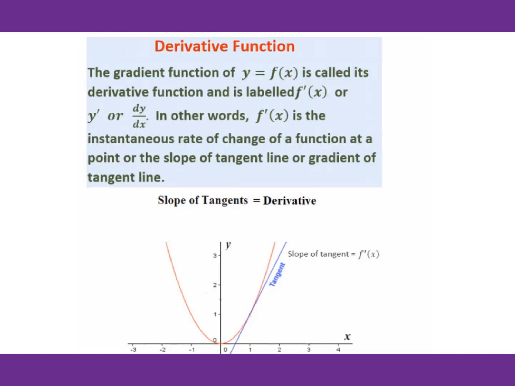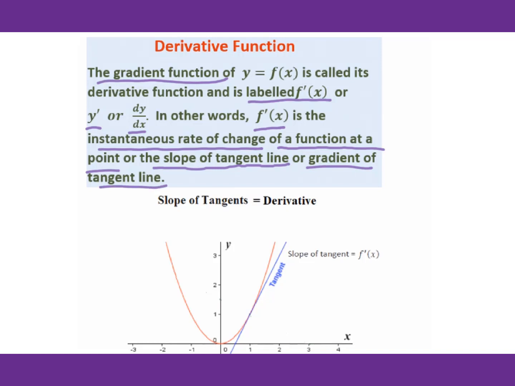This video is about the derivative function and its graph. The derivative function is basically a gradient function, and it's labeled as f prime of x, or y prime, or dy by dx. In other words, f prime of x is the instantaneous rate of change of a function at a point, or the slope of a tangent line, or gradient of a tangent line. So remember, the slope of a tangent line equals a derivative.